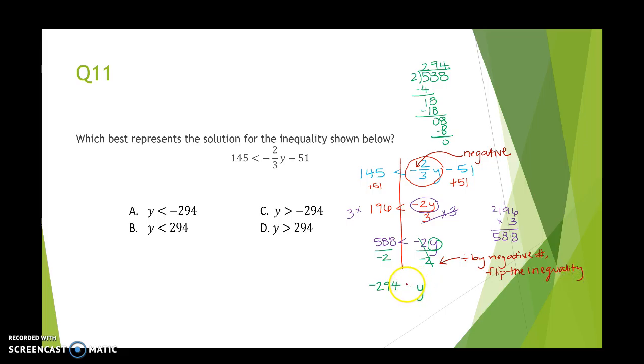So it becomes greater than. So now if you notice, all of these have y on the left side. So if I want to rewrite this, negative 294 is greater than y, I have to flip it. And that means I flip my sign once again. So if I put y on the left, then I'm going to say y is less than negative 294. Because I said negative 294 is greater than y, so y is less than negative 294.